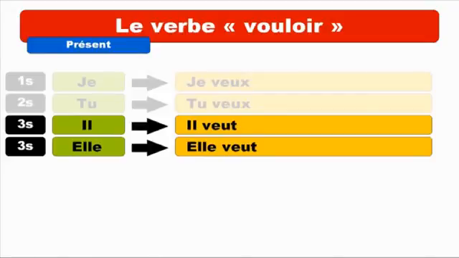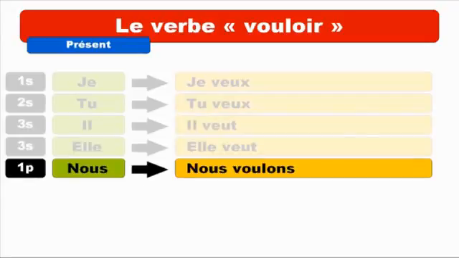Okay, so je, tu, il, and elle are just pronounced the same way, okay, and the sound is veut, okay, but keep in mind that for je and tu, you've got to put x at the end, and then for il and elle, you've got to put t at the end, okay. So now for nous, first person of the plural, so it's nous voulons, okay, final s is not pronounced, nous voulons, repeat.